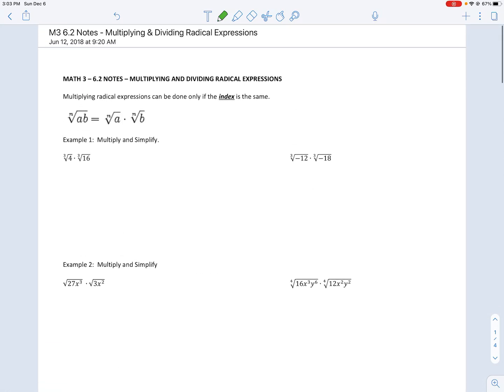Good afternoon. Today we are going over note 6.2, which is multiplying and dividing radical expressions. So radical expressions are, again, basically just radicals, right? Usually the radicals we've seen have been square roots. Now we'll see cube roots, fourth roots, fifth roots, and things like that.